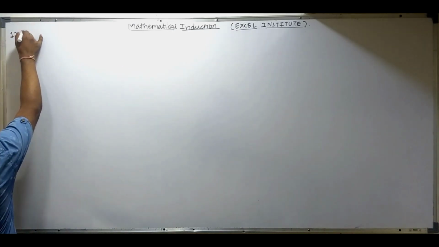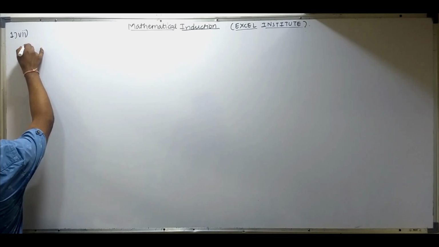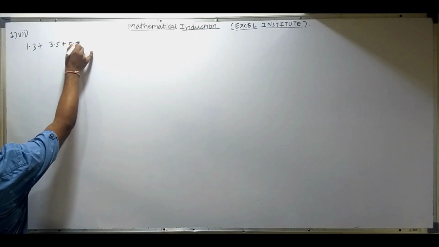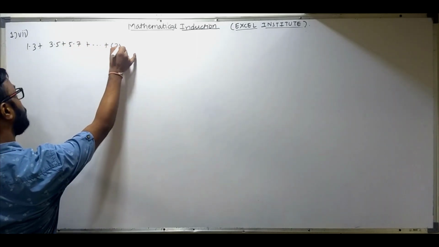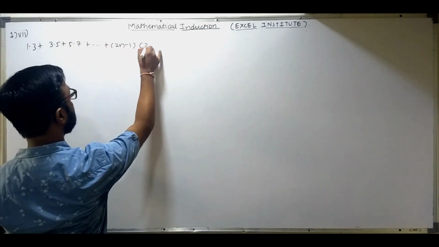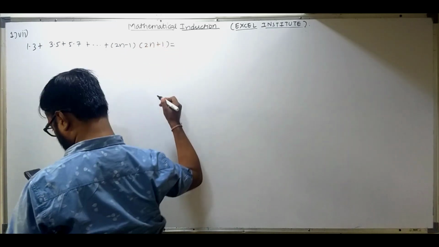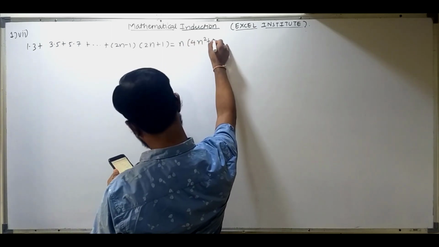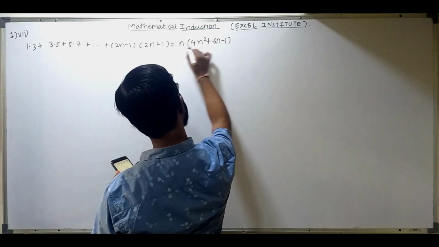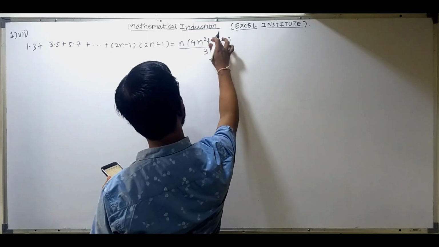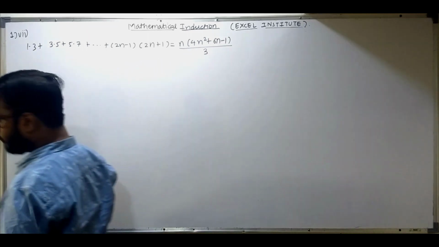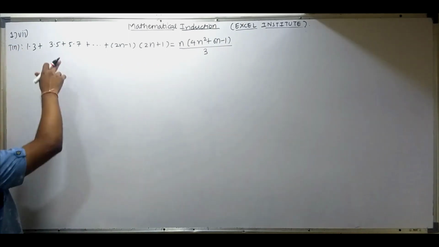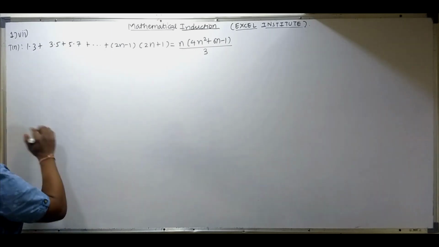The sub question is 1 into 3, 3 into 5, 5 into 7, up to 2n minus 1, 2n plus 1, is equal to n times 4n square plus 6n minus 1 upon 3. Okay, this we want to prove. So what we'll do, beta, always write the given statement as T of n. This is 1 into 3 and not 1.3. I hope everyone knows this very well.